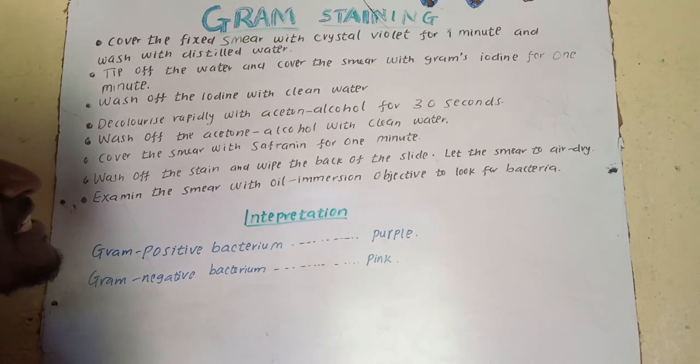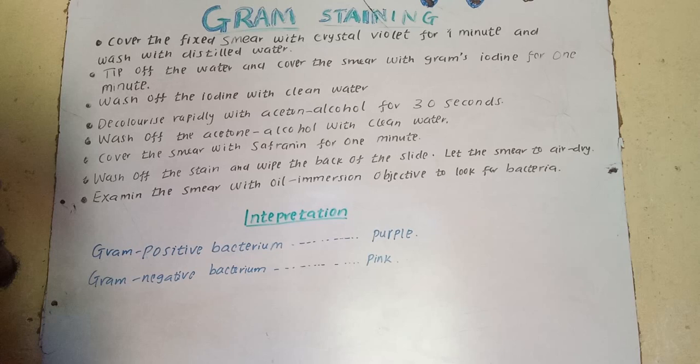Cover the smear with crystal violet for 1 minute and wash with distilled water. Tip off the water and cover the smear with gram's iodine for 1 minute. Wash off the iodine with clean water. Decolorize rapidly with acetone alcohol for 30 seconds. Wash off the acetone alcohol with clean water.